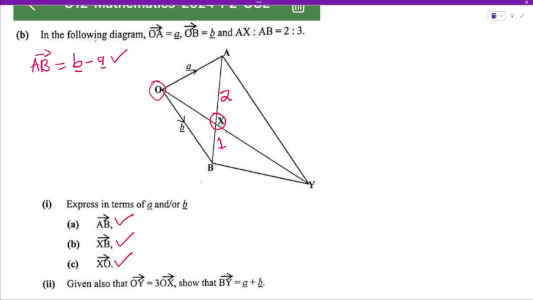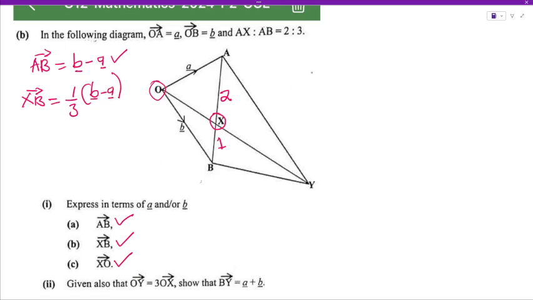For us to move from x to o, since we are going to need xb here, what did you find as the value for vector xb? We said xb is of the ratio 1 to 3 of the vector ab, so in brackets we're going to have b minus a. This is the answer we found as the vector for xb.